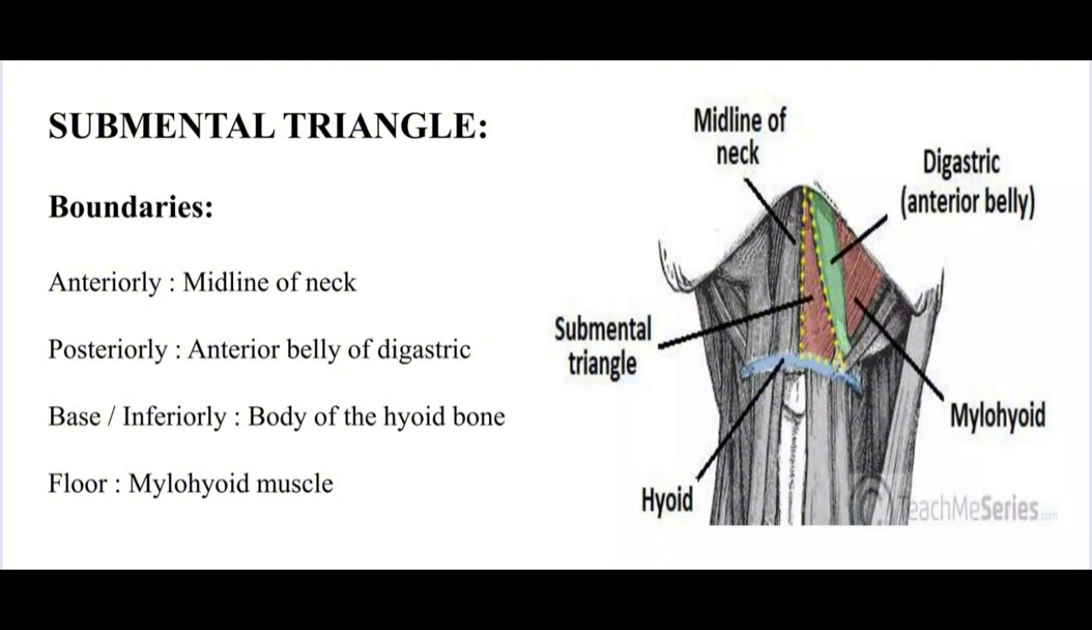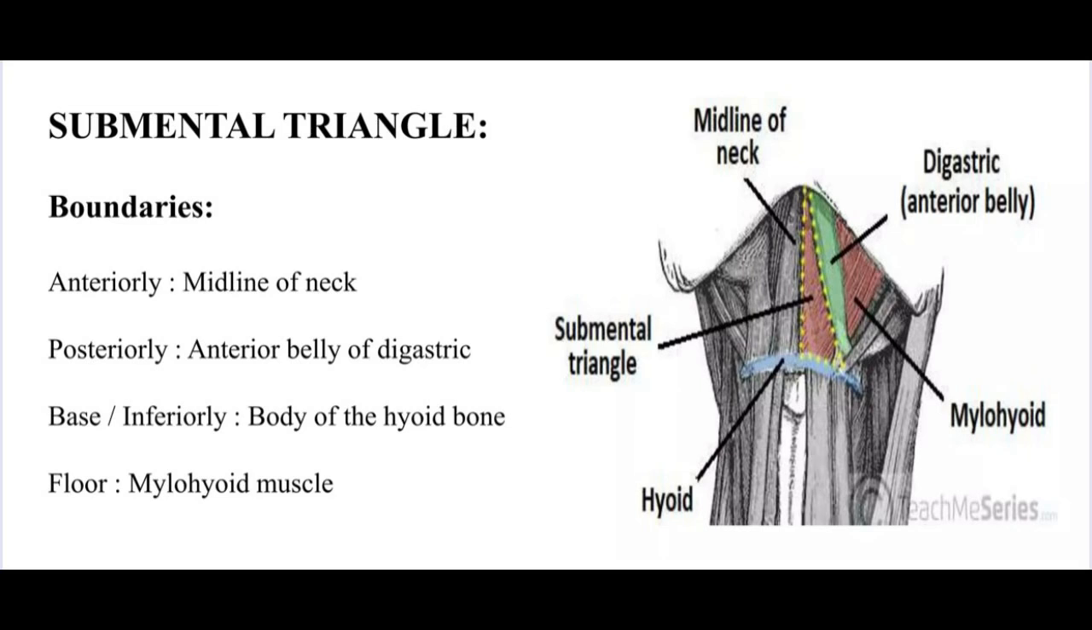So what is the floor? The floor of the submental triangle is the two mylohyoid muscles. The mylohyoid muscle is a suprahyoid muscle, and we'll talk about the suprahyoid and the infrahyoid. So the mylohyoid is forming the floor. Are you getting me now? So what about the roof? Don't forget the investing layer of the deep cervical fascia. So we have talked about it.